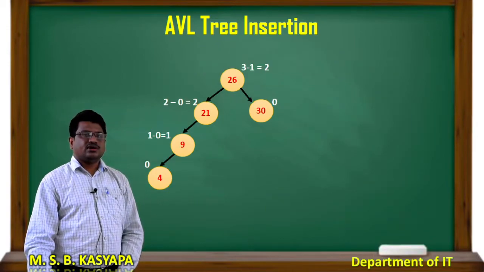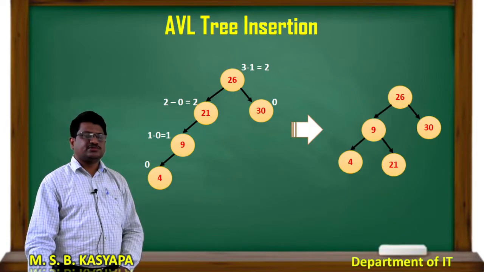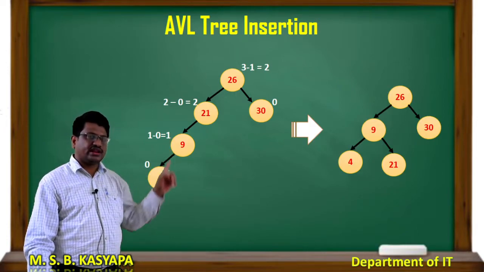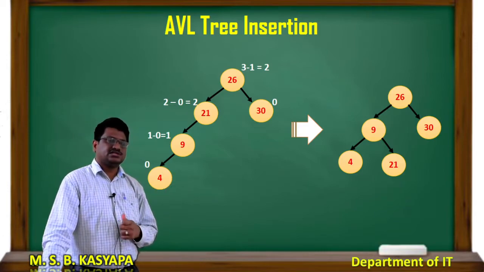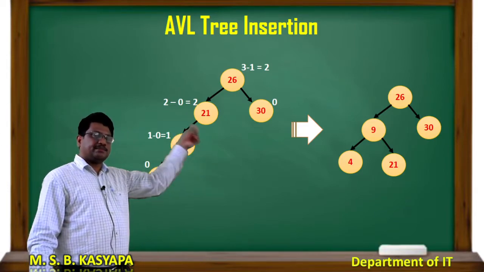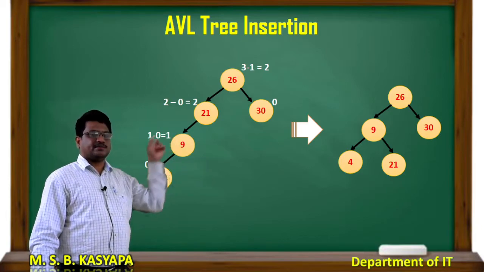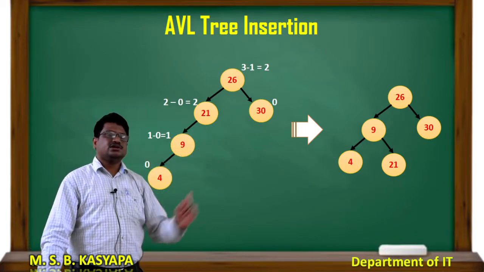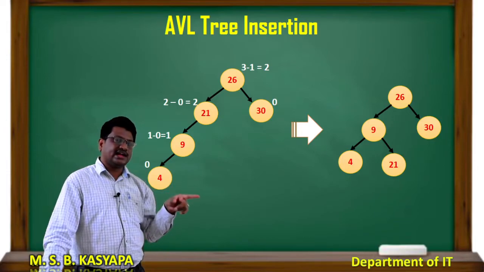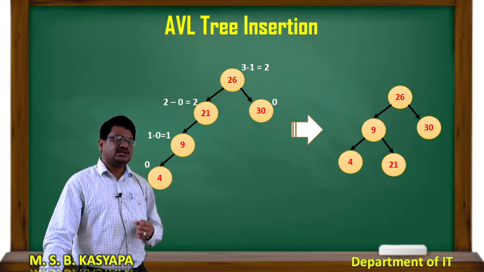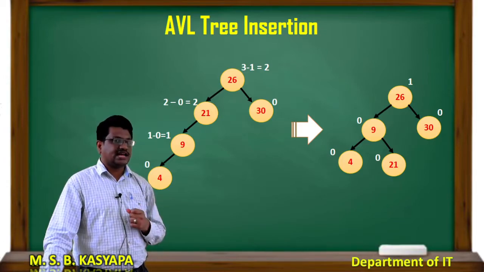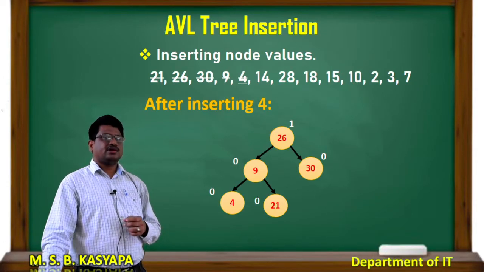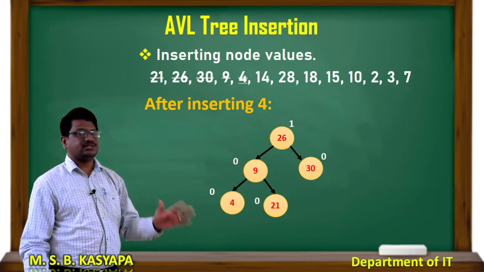Now if I substitute this 21, 9, 4 transformation into the tree, the tree will look like this. Here I am replacing the rotated tree. According to this, 26 has 9, 4, 21 as the left child and 30 as the right child. Now if you see the balance factors, it is acceptable. It is an AVL tree after inserting 4.